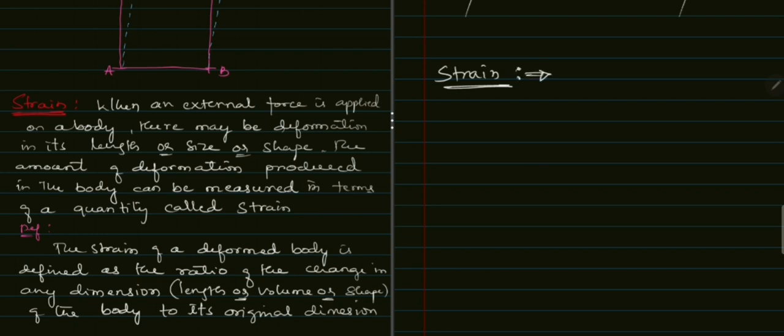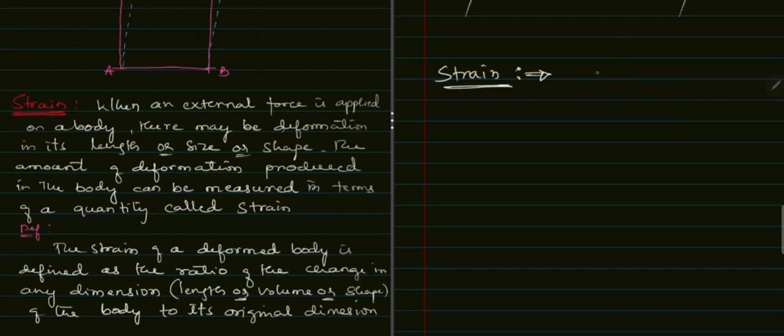When an external force is applied on a body, the body changes its shape, size and length. That is due to the force. So that change in the body is what gives the strain. After applying that force, the body's configuration changes. That configuration change is called strain.